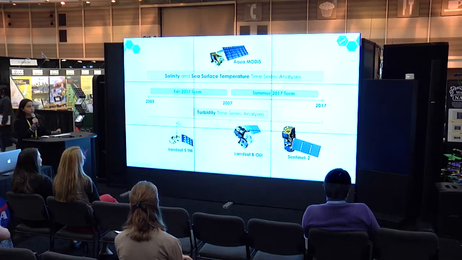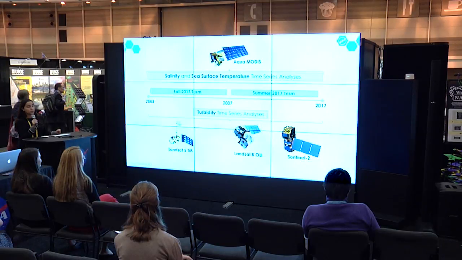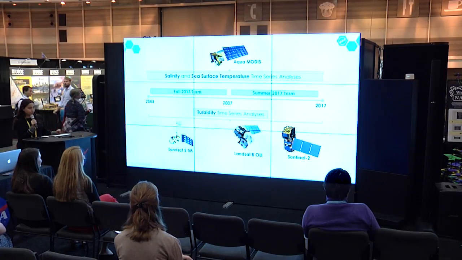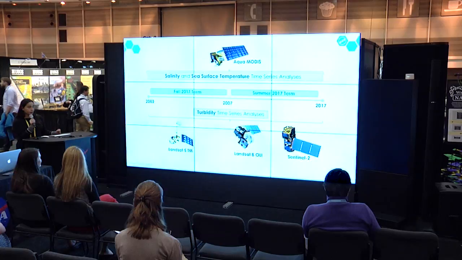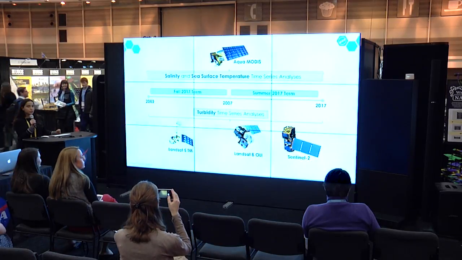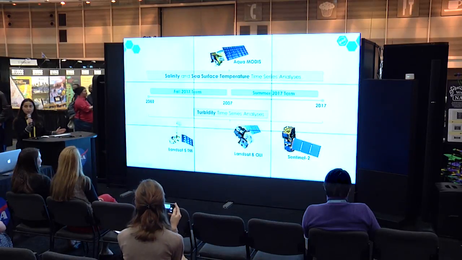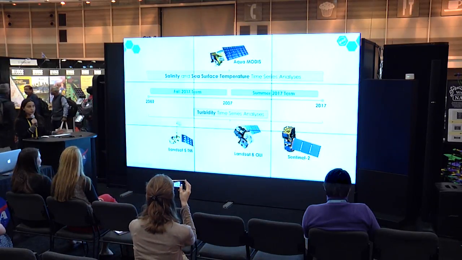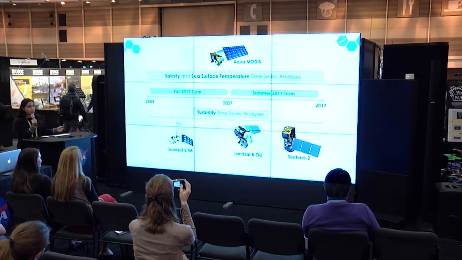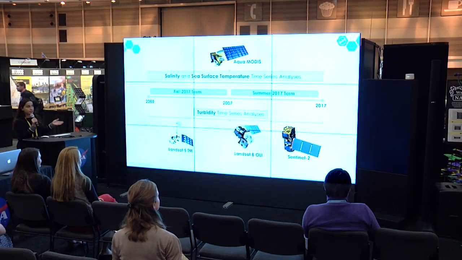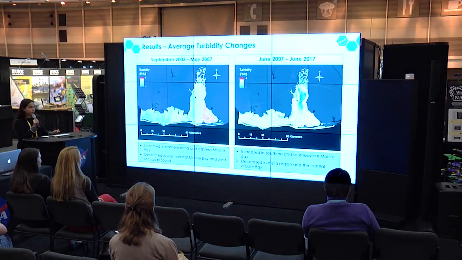We used Aqua MODIS ocean color data to evaluate the salinity and sea surface temperature changes from 2003 to 2017. In addition, we used Landsat 5 Thematic Mapper to evaluate the turbidity changes in the area from 2003 to 2007. And lastly, we used Landsat 8 and Sentinel-2 data to create an assessment of turbidity changes from 2007 to 2017.